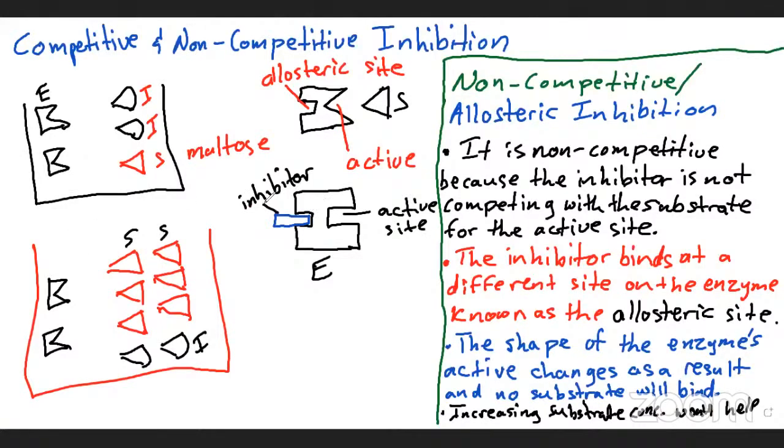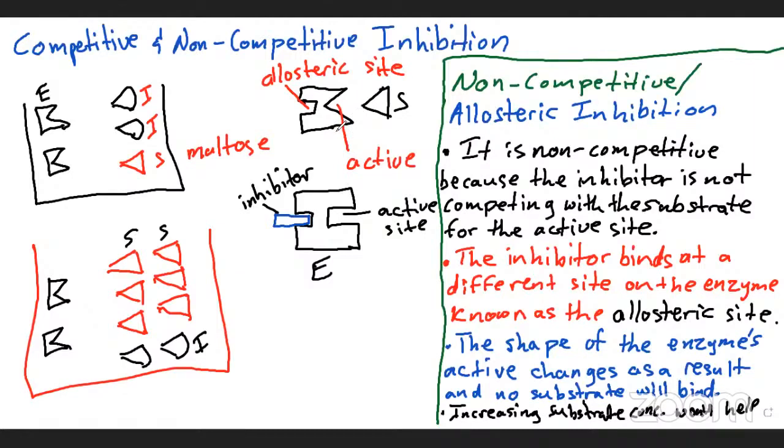But you realize that in this one, the inhibitor changed the active site. All right? So that means it doesn't matter how much substrate is there. The fact of the matter is that the active site is no longer what it used to be. All right? So that is why it is non-competitive.